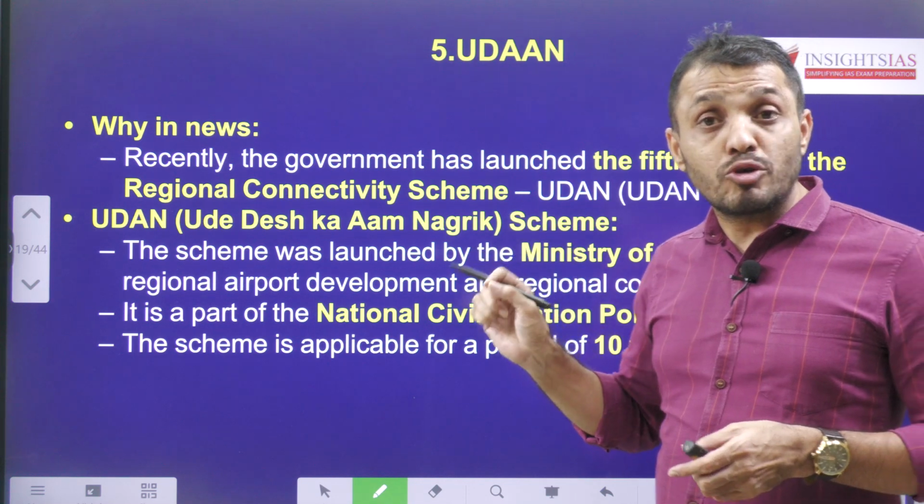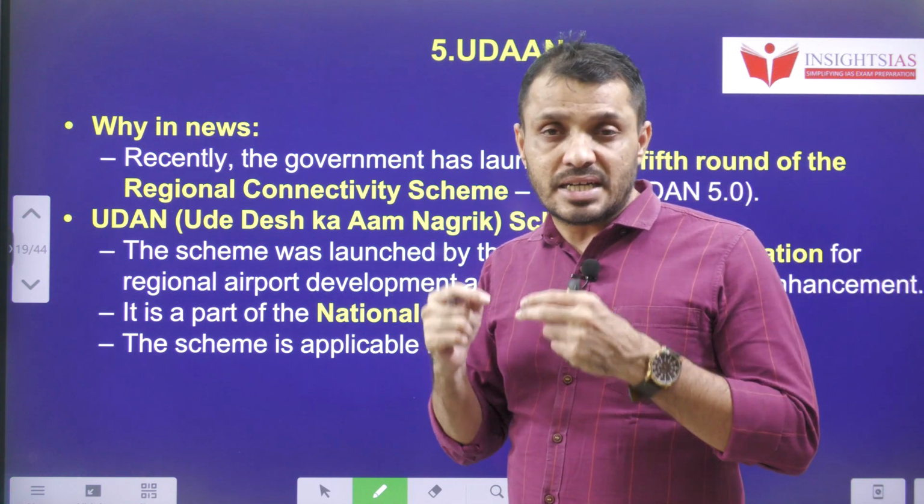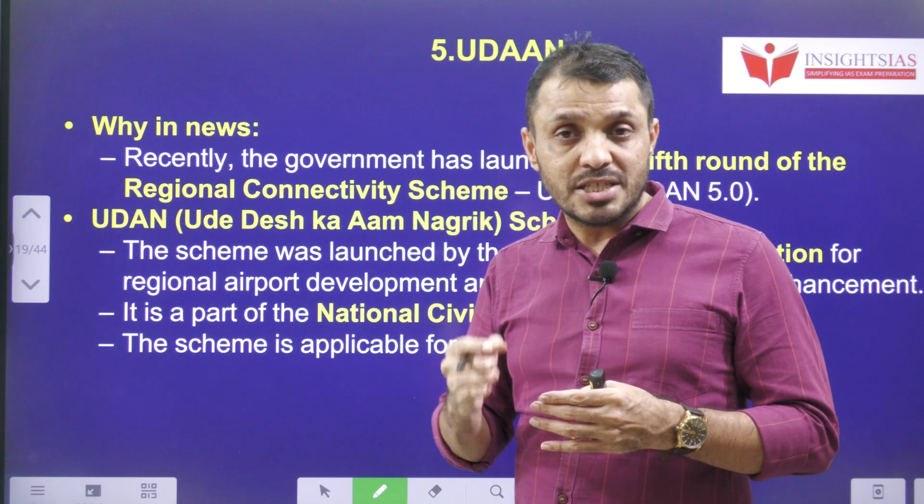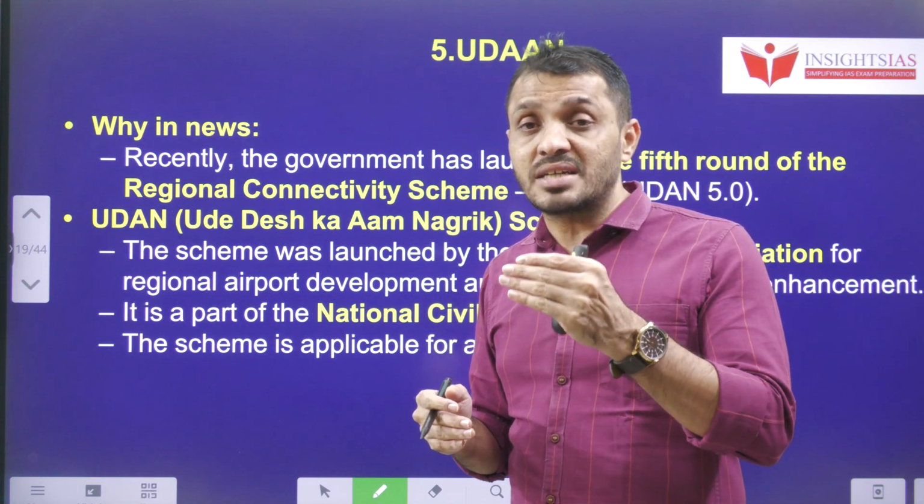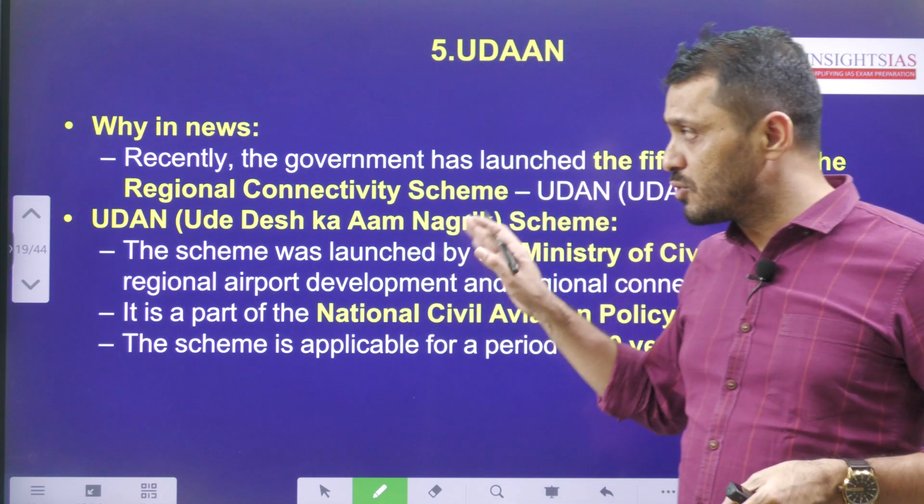Now UDAAN is all about improving regional air connectivity, that means providing flights to second tier as well as third tier cities. That is the main objective of UDAAN.